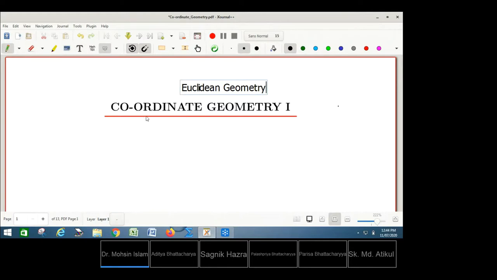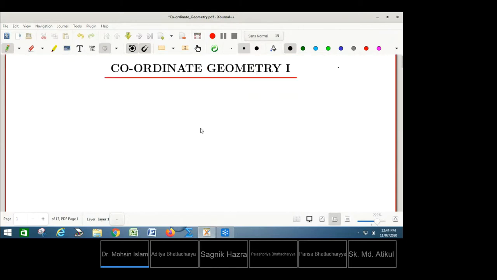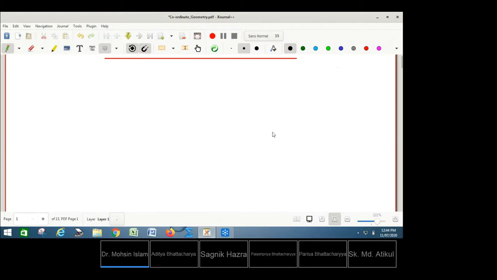Okay, just stay with me. So Euclidean geometry, maximum geometry. So I'm talking about today our coordinate geometry. Already you have an idea of that, because coordinate geometry is also called Cartesian geometry. This, the other name, is Cartesian geometry.